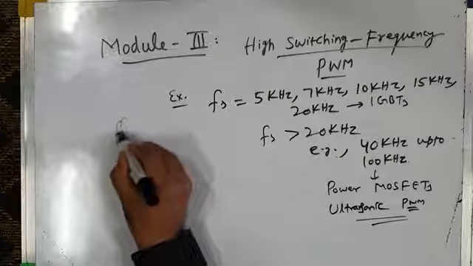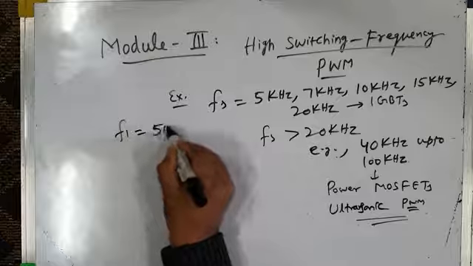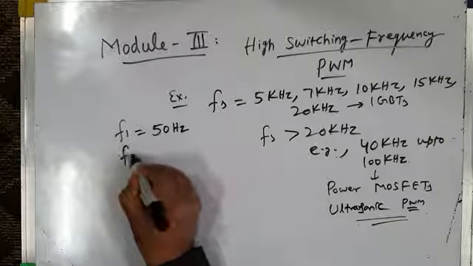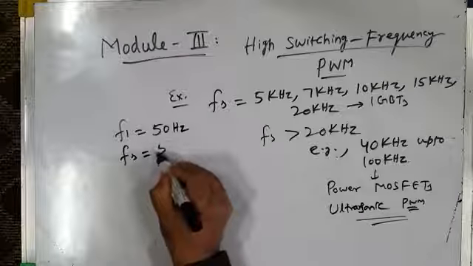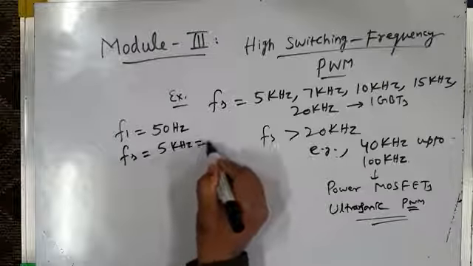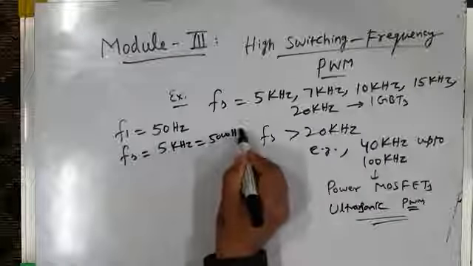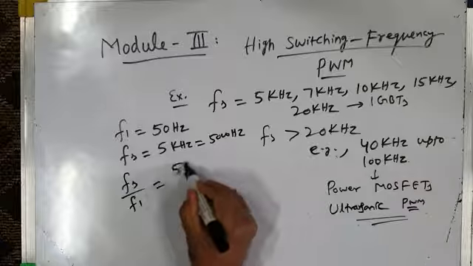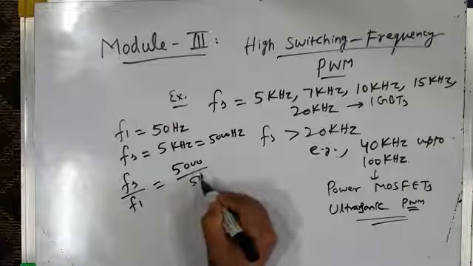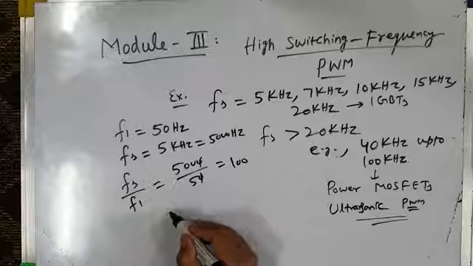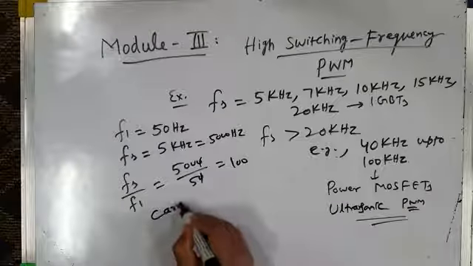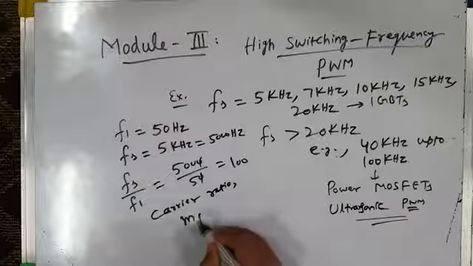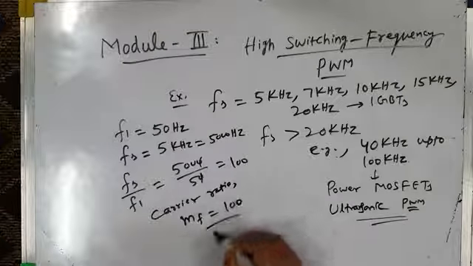For example, if the fundamental component of voltage has a frequency of 50 hertz, and the switching frequency of your PWM waveform is 5 kilohertz, that means 5000 hertz. The ratio between the two, the switching frequency to fundamental frequency ratio, will be 5000 by 50, that is 100. This is called carrier ratio, represented by MF. It will be 100 for 5 kilohertz.